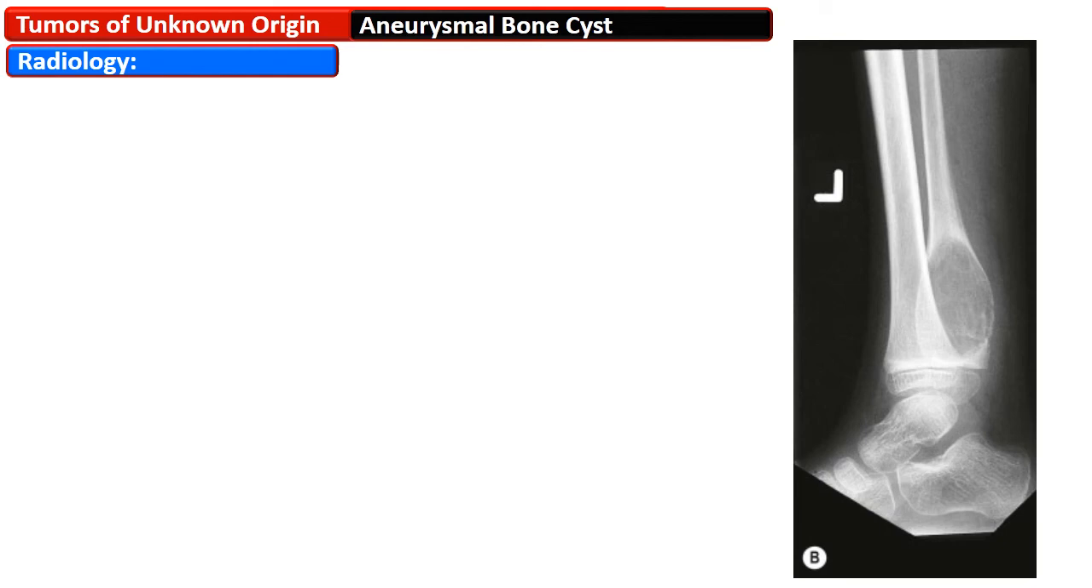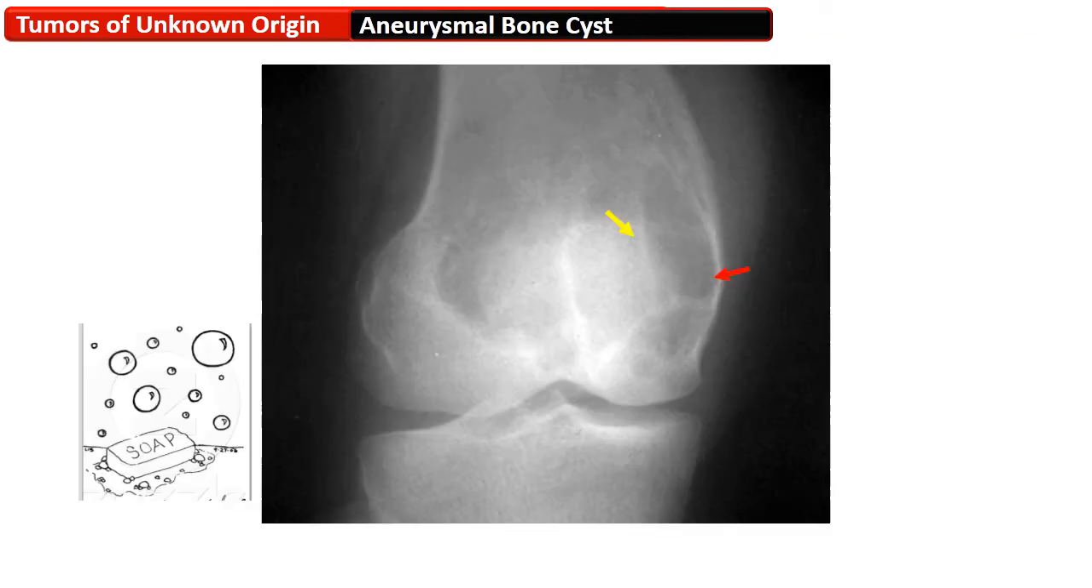new bone formation. This is the aneurysmal bone cyst in the lower end of the fibula. This is the aneurysmal bone cyst in the distal femur with an eccentric expansile lytic lesion with a well-defined margin that is composed of a thin shell of reactive bone marked by this red arrow, and there are internal septations also which are marked by the golden arrow.